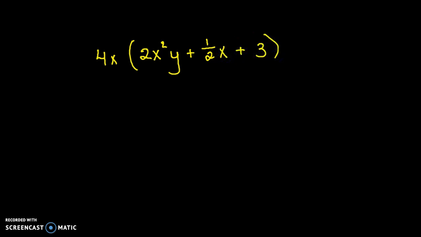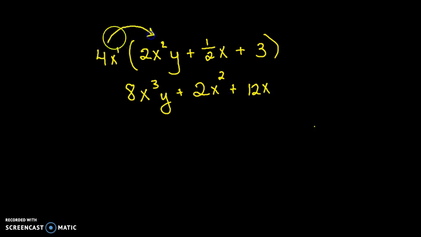In this case, I'm multiplying 4x times 2x squared. I multiply the coefficients and I get 8. My x variable I'm multiplying, so I add the exponents, I get x to the third, and then I have a y. 4x times 1/2 x, 4 times 1/2 would be 2, and x times x would be x squared. And then 4x times 3 would be 12x. So I took every term inside the parentheses, I just distributed the expression that was on the outside of the parentheses. Now let's look at the notes and let's see if you can follow along.